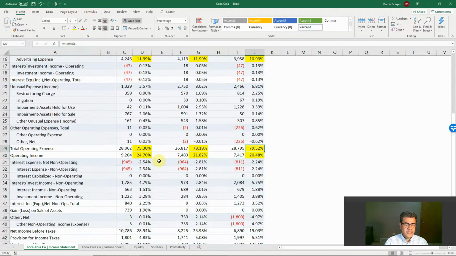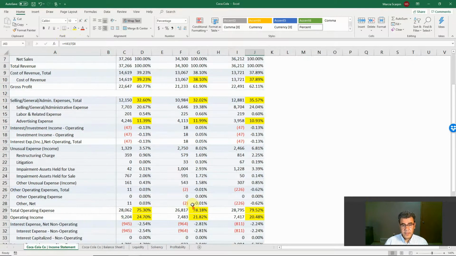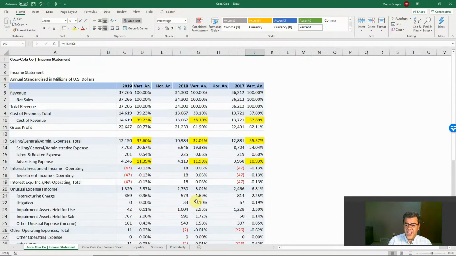And then some additional items. And net income, 24%, much better than the other numbers here. So very, very nice numbers for Coca-Cola. Okay, guys, so this is how we usually perform vertical analysis for income statement.